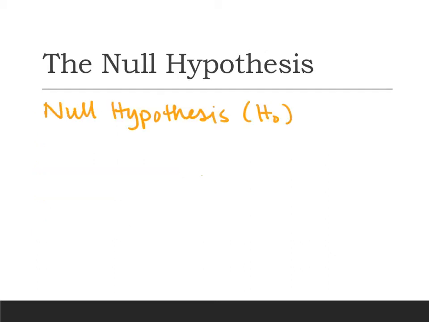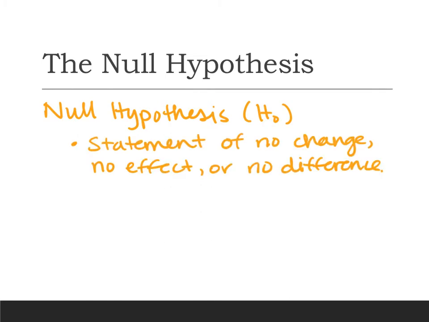The null hypothesis uses the symbol H with a subscript 0. This is sometimes called H naught, not N-O-T, but N-A-U-G-H-T. The null hypothesis, H sub 0, is our statement of no change, no effect, or what we assume to be true or suspect to be true.